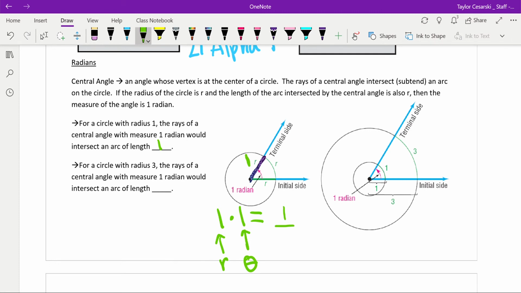We can do the same thing with the big circle. For a circle with radius 3, that's shown right there, so 3 is my radius, and it says angle measure of 1 radian, so that's theta, equals my arc length. So 3 times 1 is 3. It's not too bad when it's in radians. When it's in degrees, you have the option of, I'll show you how to do it in a few other steps, or you can always just convert the degrees to radians, which we'll talk about in a little bit as well.